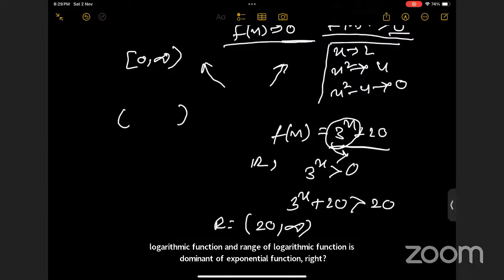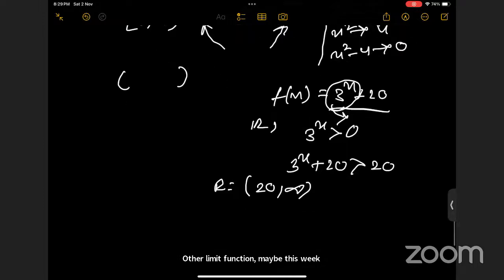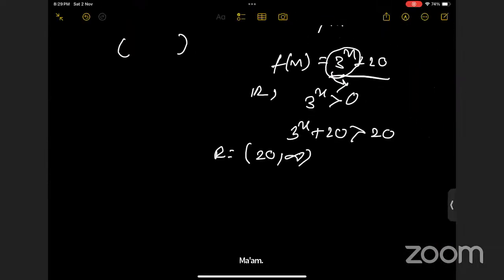Ma'am, will we do the logarithmic function maybe this week, or maybe next week? Yeah, next week we will discuss the logarithmic function. Yeah, someone was asking something.